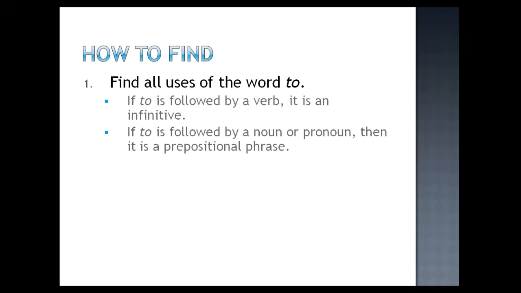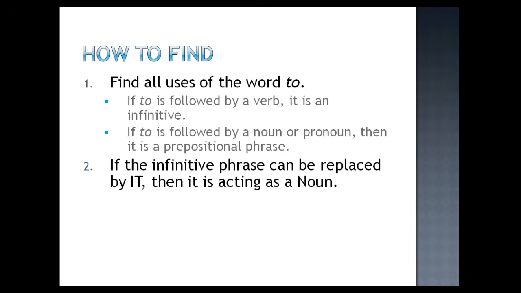How do we find these? Well, let's start with what we can do easiest. Find all uses of the word to. Remember, if to is followed by a verb, it's an infinitive. If to is followed immediately or eventually by a noun or pronoun, then it's a prepositional phrase. Also bear in mind, to should never be the last word in a sentence.